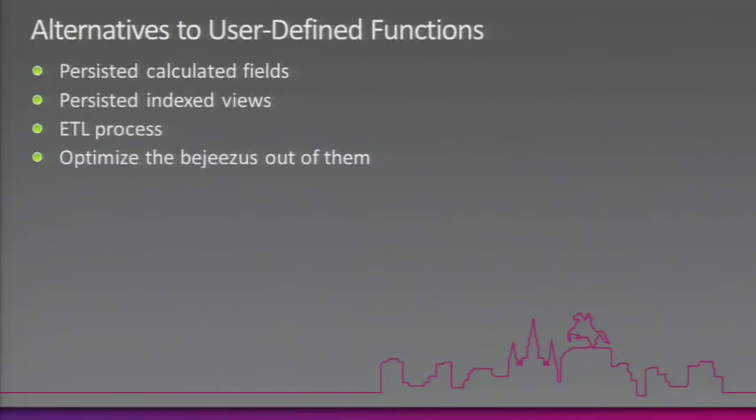The next is persisted indexed views, and us DBAs, we kind of have a love-hate relationship with these, because if I have a 1,000,000 row table and I have another 1,000,000 row table and I try to do a persisted indexed view across that, that's a whole lot more storage that I'm going to need, and if either of those tables changes, I have to change rows in that persisted indexed view. But if I'm constantly having to call a UDF, this can be a faster way to do it.